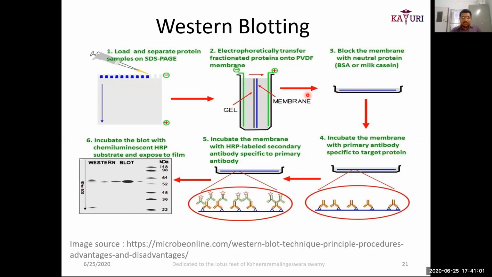The major difference between Western, Northern, and Southern blotting comes here, because here we are using an antibody rather than a complementary RNA or DNA probe. We are using an antibody, and in some cases we can go for an enzyme-linked secondary antibody, which can be used for chemiluminescent emission estimation.